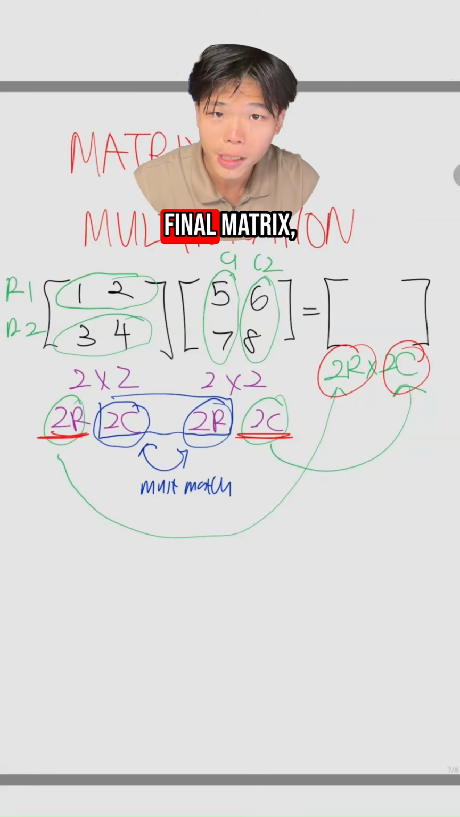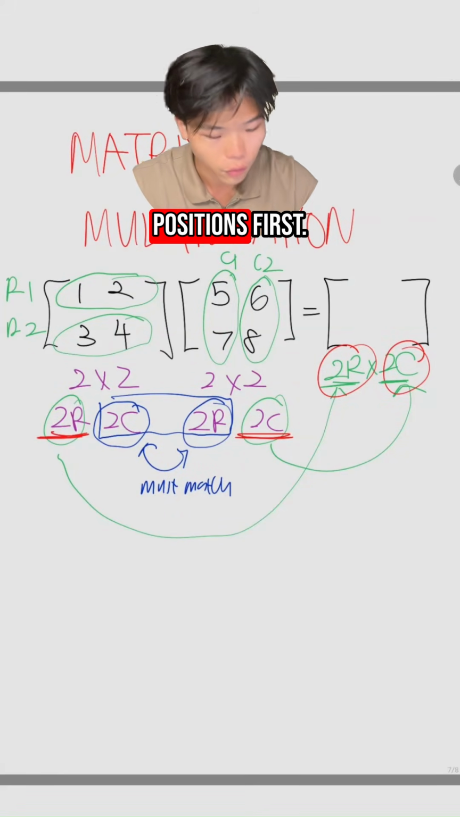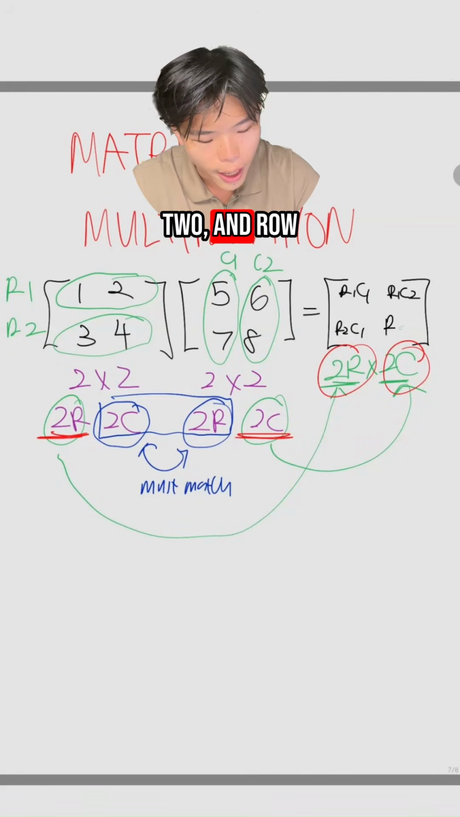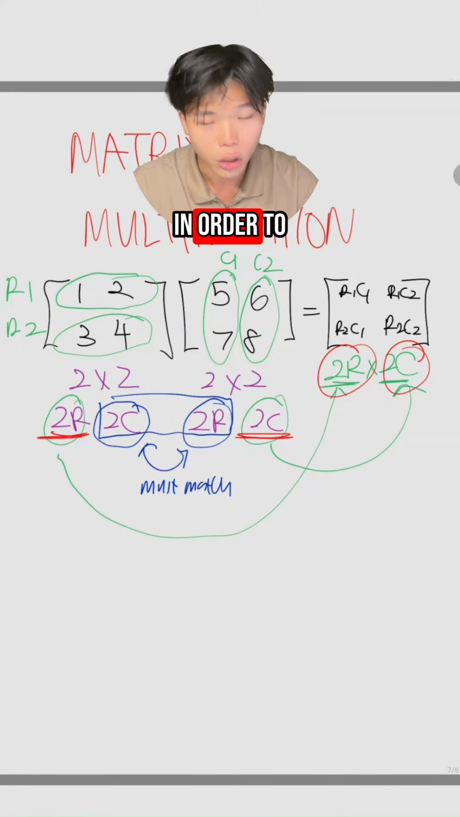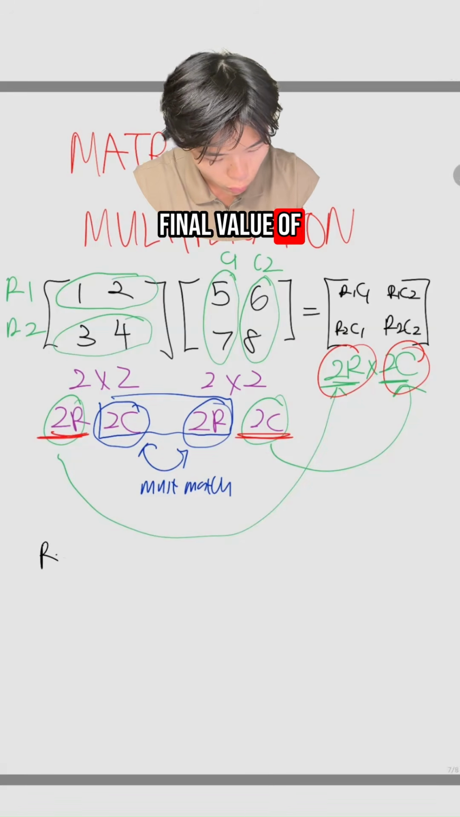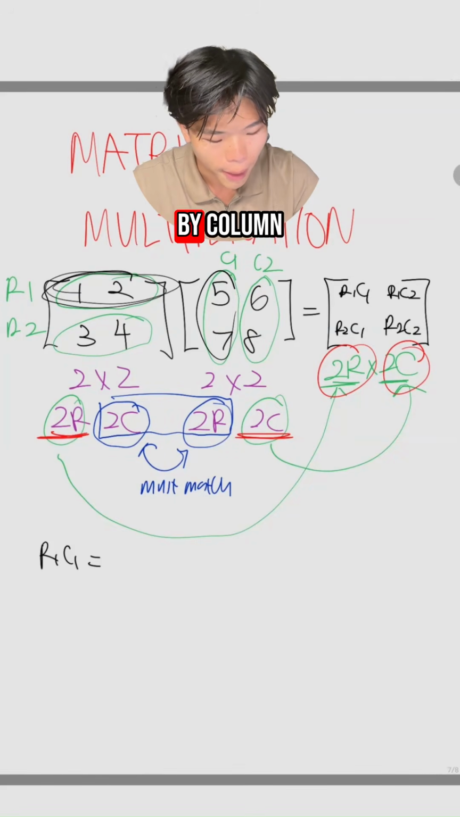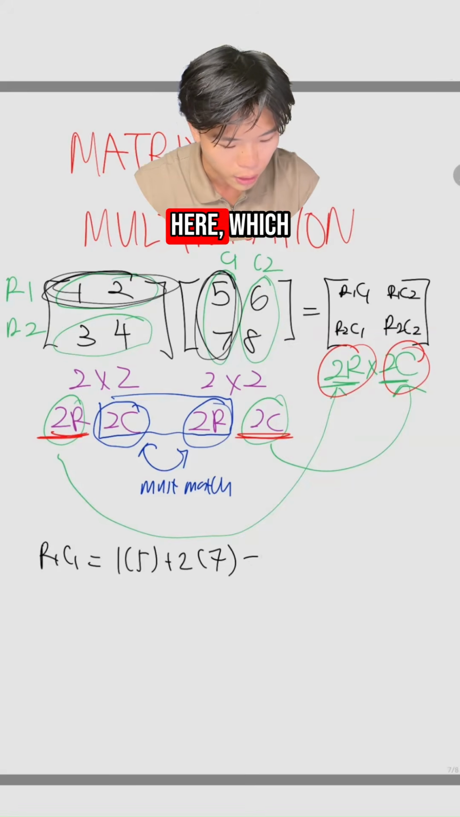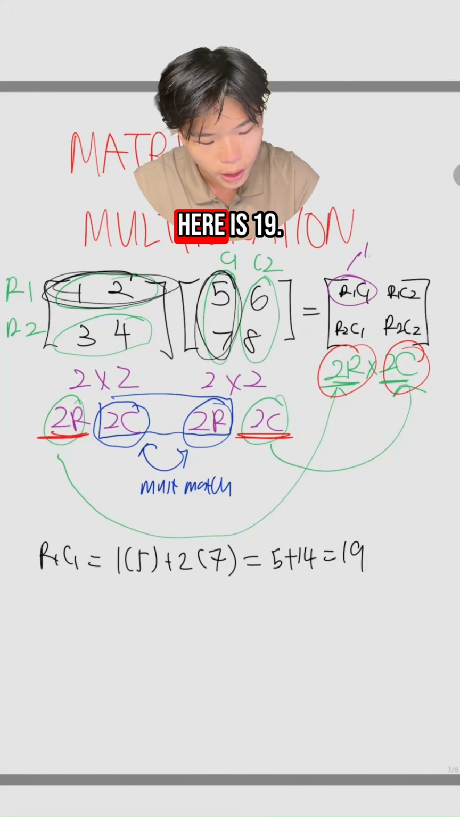And then on my final matrix, since I know it's a 2 by 2 matrix, I will first identify all of the different positions. So this is row 1, column 1, row 2, column 1, row 1, column 2, and row 2, column 2. Once I have identified all of the different positions, then in order to calculate the specific value of the final matrix, for example, the value of row 1, column 1, it's as simple as just taking row 1 from the first matrix multiplied by column 1 of the second matrix. So it's 1 times 5 plus 2 times 7 over here, which gives me 5 plus 14, which is 19. And therefore I know that this value over here is 19.